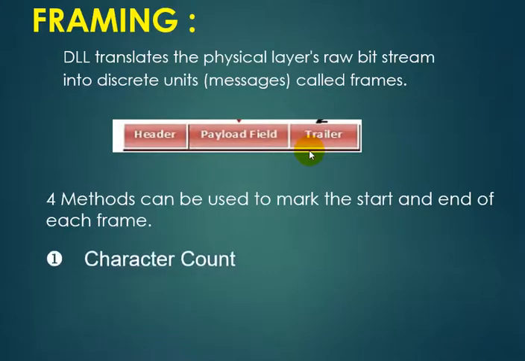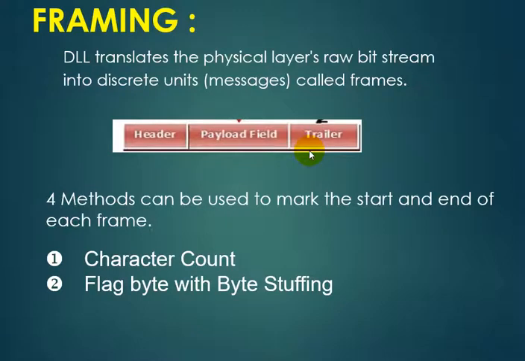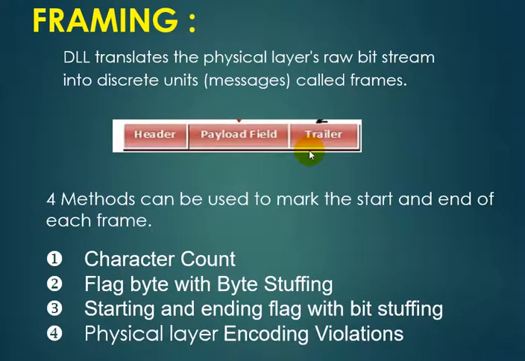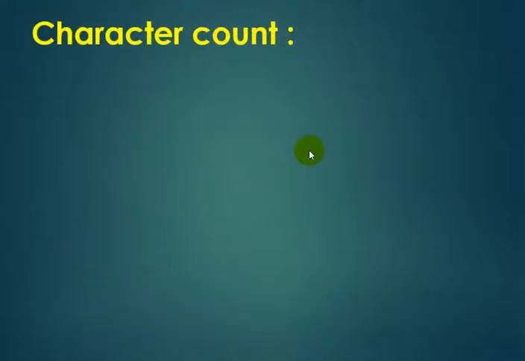First one is character count. Second one, flag bytes with byte stuffing. Third one, starting and ending flags with bit stuffing. And fourth one, physical layer encoding violations. So why are we doing all this? To make the framing secure, to handle error control and flow control, we are using this framing technique. Now let us see character count in framing.